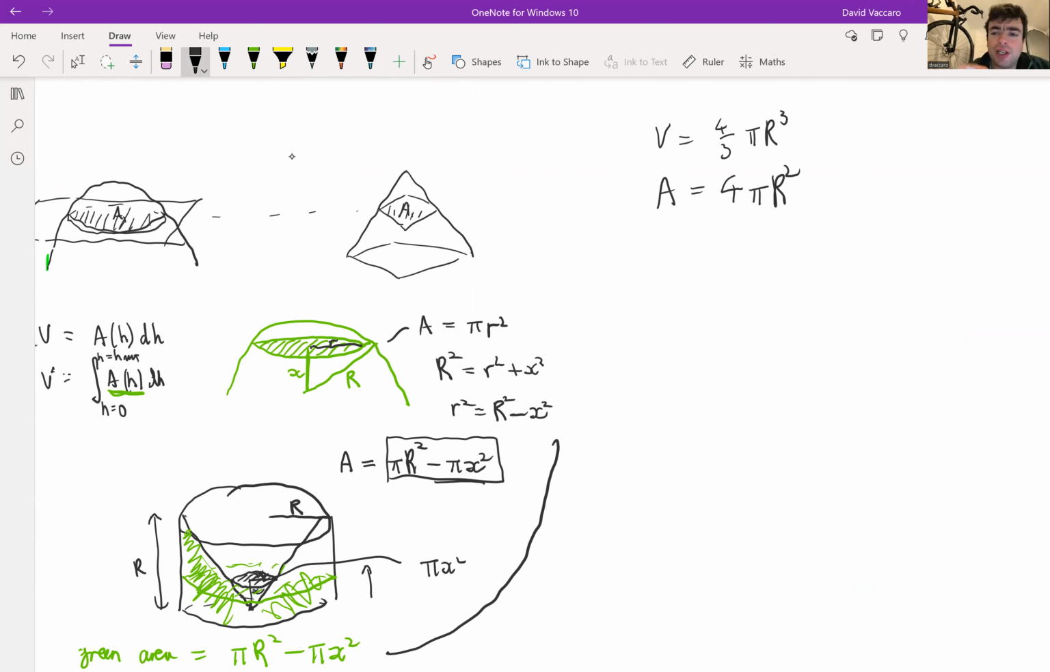Just stare at the two. What mathematical operation takes you from 4/3 pi r cubed to 4 pi r squared?